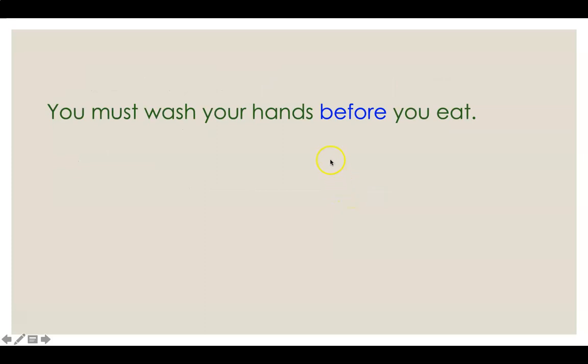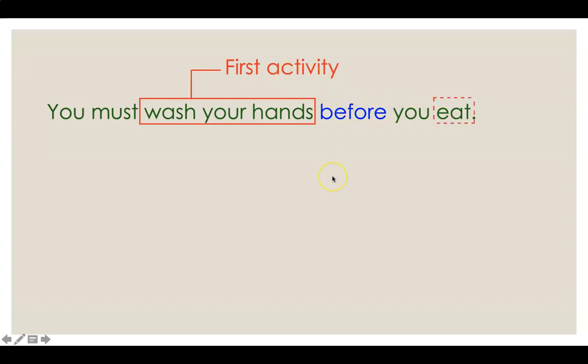So let's look at this example. You must wash your hands before you eat. There are two activities here. Do you know what they are? Yes. Wash your hands and you eat. So do you know which one is the first action? Yes. Wash your hands is the first activity. And eat is the second activity.